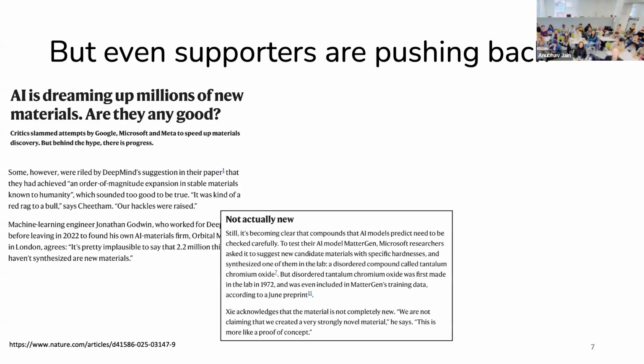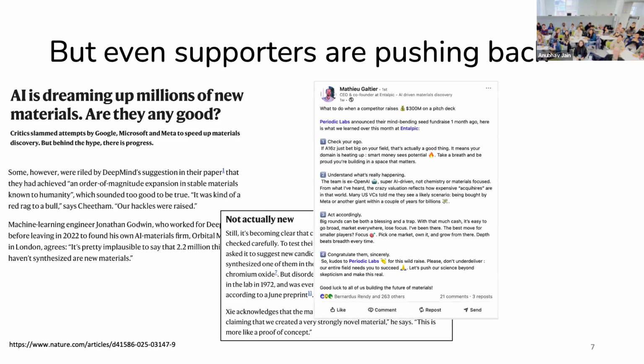There were also reports that a lot of these new materials that were being generated or predicted were not actually new. There were things that were synthesized before. And in some cases, the showcase pieces among these newly generated materials were even in the training data itself. There have been people within these companies, like Entalpic, one of these startups, who look at their competitors and say, how did they raise $300 million on a pitch deck? They're probably referring to Periodic Labs, and they don't have a product, they don't have any material, but they have $300 million.